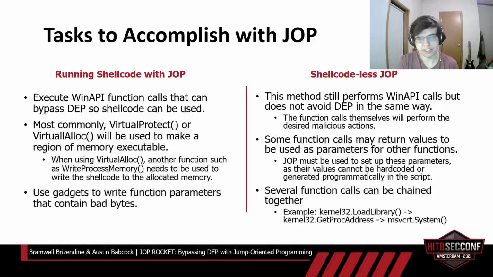Another method that we can do is shellcodeless JOP, where we're not necessarily bypassing DEP as much as we are just avoiding it altogether. We're actually using the function calls themselves to perform the actions that maybe our shellcode normally would.